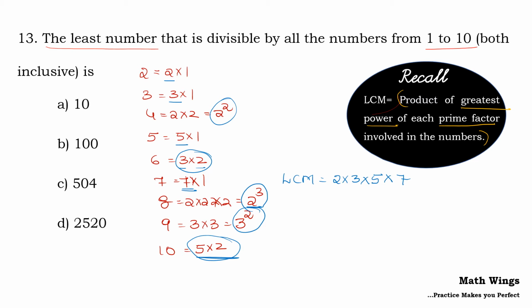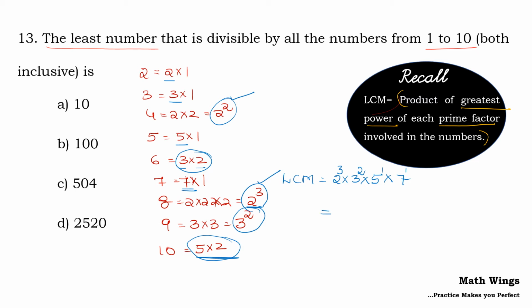So if you look at 2, we have 2 square, we have 2 cube. Therefore I can take 2 cube. For 3 we have 3 power 1, then we have 3 power 2, so I can take 3 power 2. If you look at 5, 5 power 1 is the highest, as well as for 7, 7 power 1 is the highest. So it remains as it is.